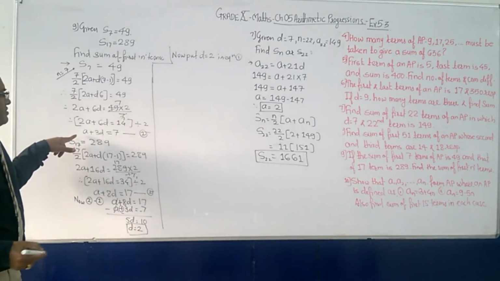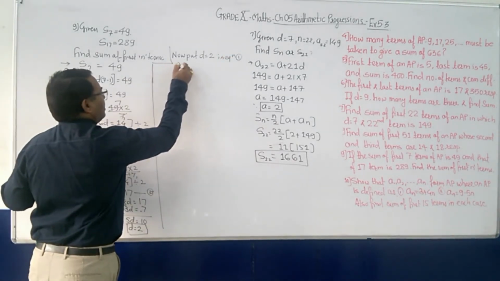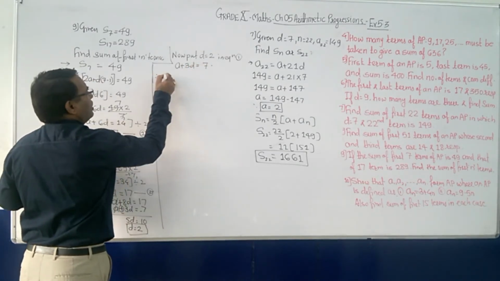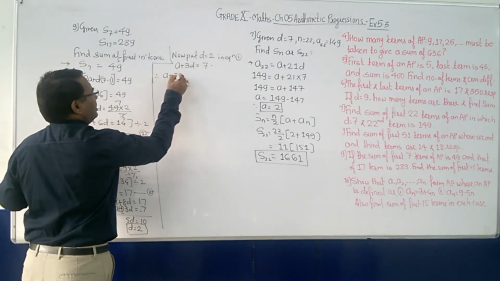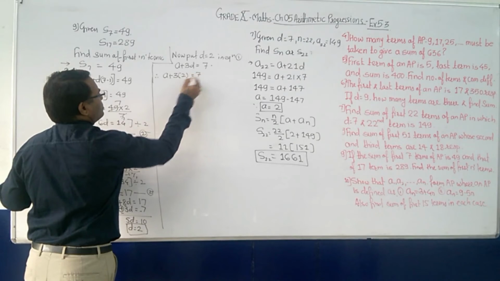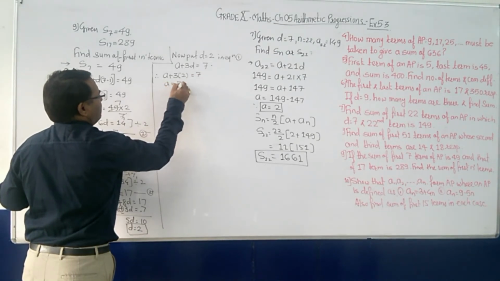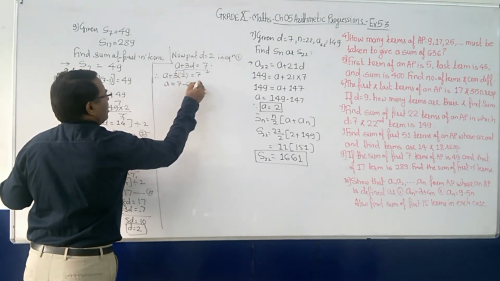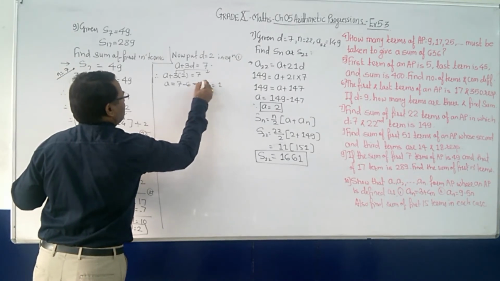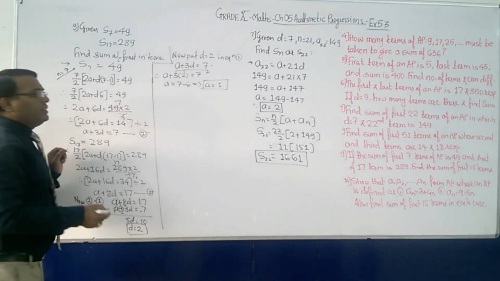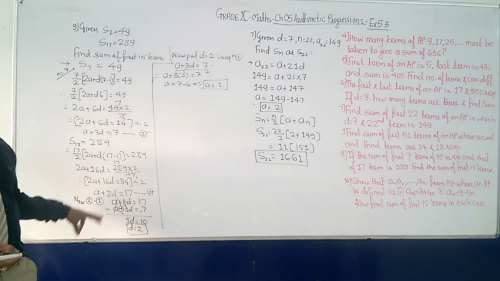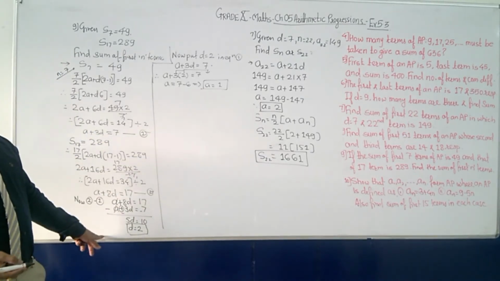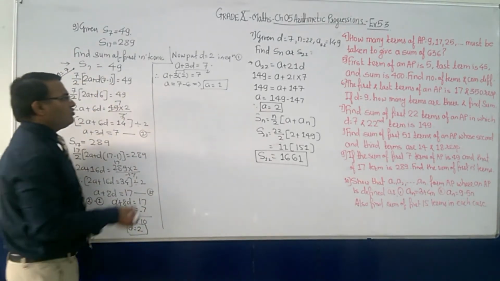Now in equation 1, if you substitute, a plus 3d is equal to 7. Therefore a plus 3 into 2 is equal to 7. So in this way you will get 7. 3 2s are 6, it will go to this side, and here you will get a is equal to 1. Now you have all the required values: a is equal to 1, d is equal to 2, and then Sn we have to find out.